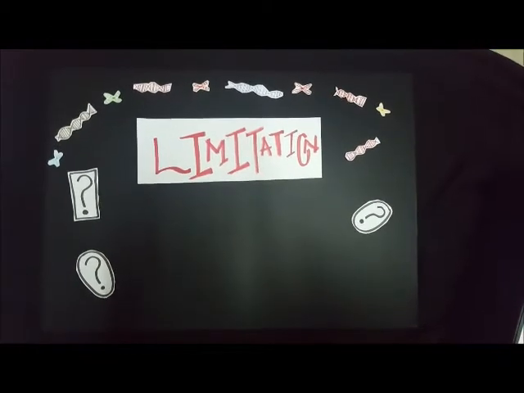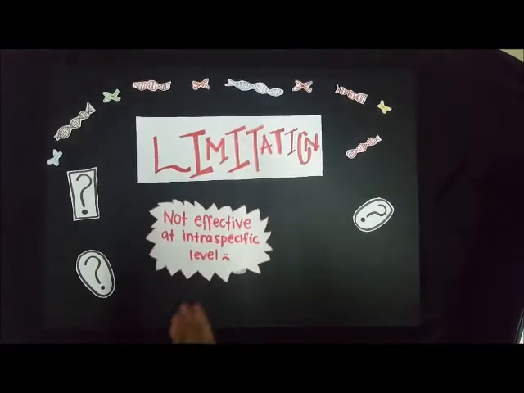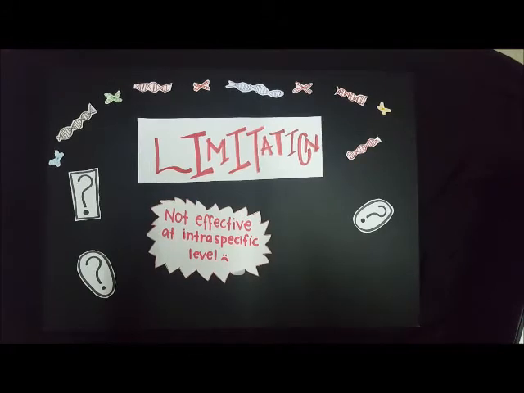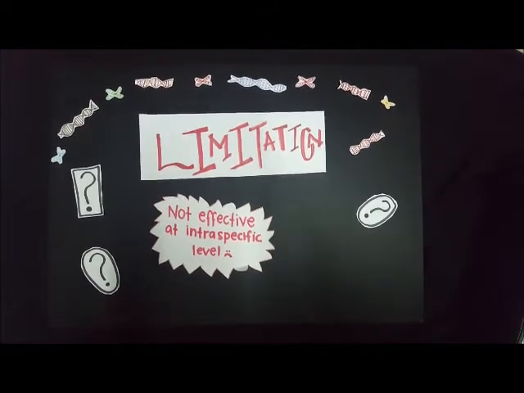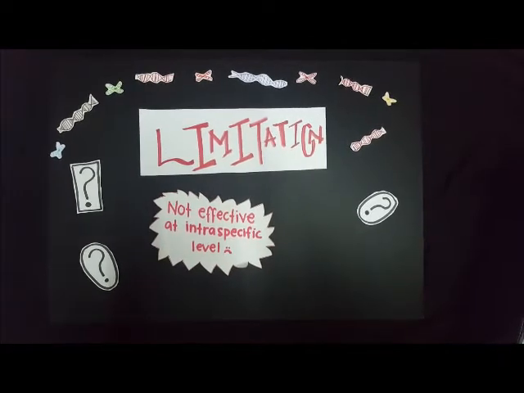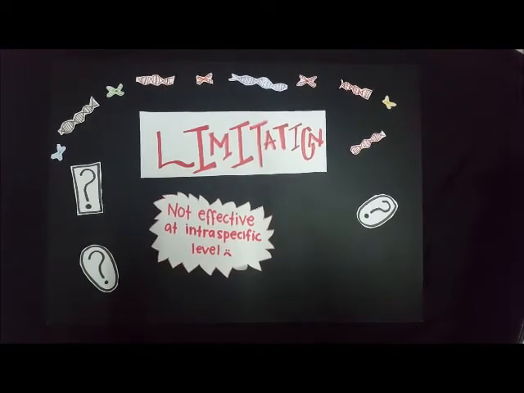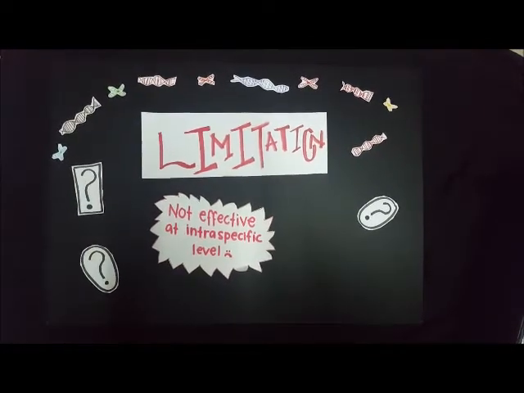So here comes the limitation. HRM is not effective at the intraspecific level because similarity is very high. Different heterozygotes may produce melting curves so similar to each other that although they clearly vary from homozygote variants, they are not differentiated from each other.